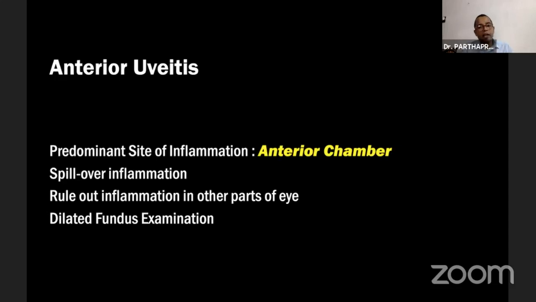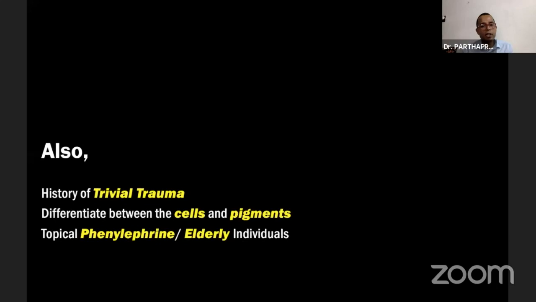So in anterior uveitis, make sure that the predominant site of the inflammation is the anterior chamber. There can be some spillover inflammation in the anterior vitreous, but make sure that there is no inflammation in any other part of the eye, namely vitreous or in choroid or retina. So for that, you need to perform a very meticulous dilated fundus examination.